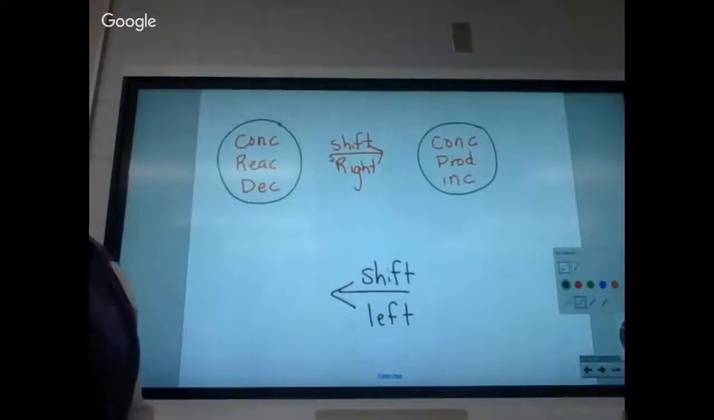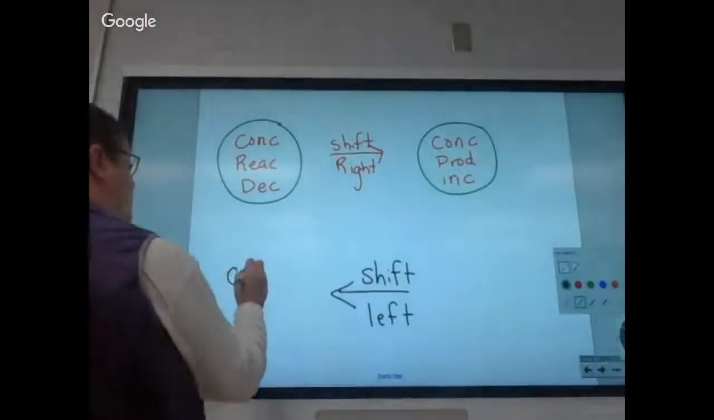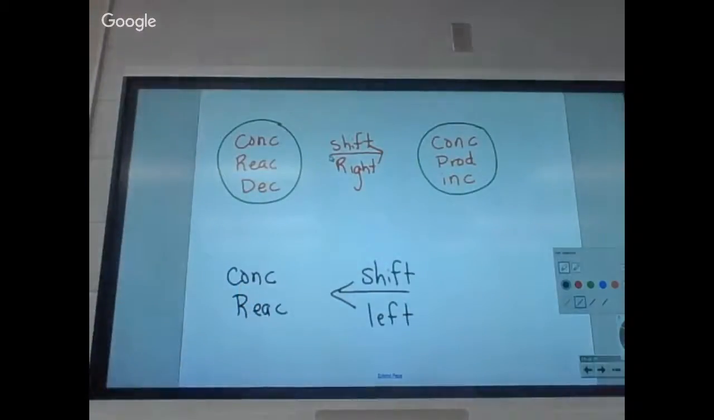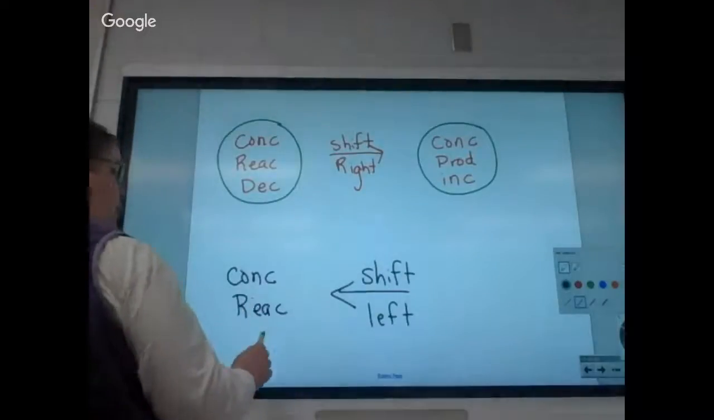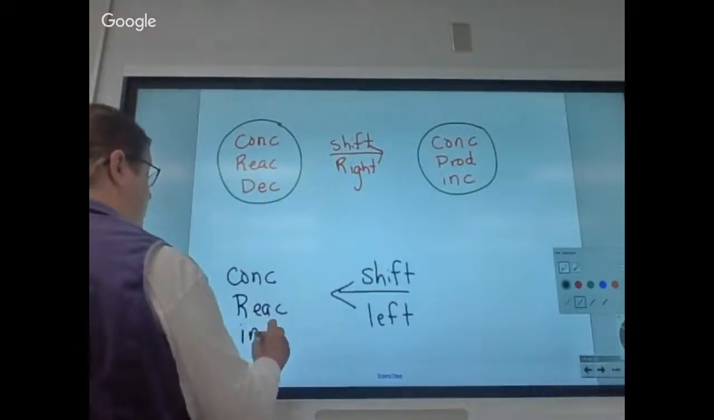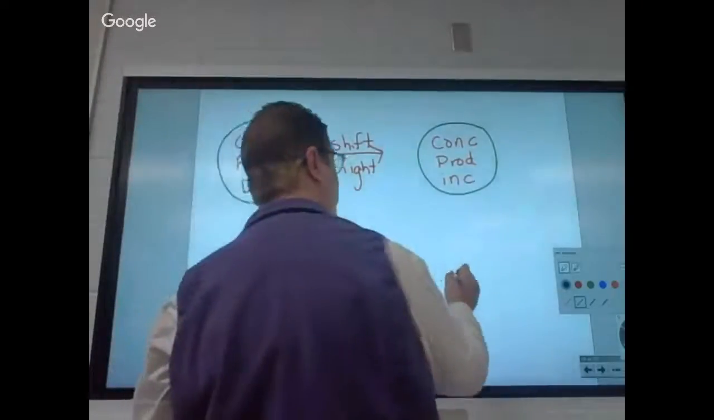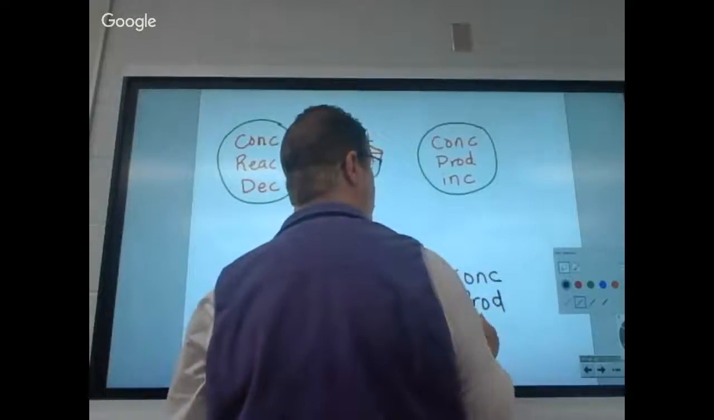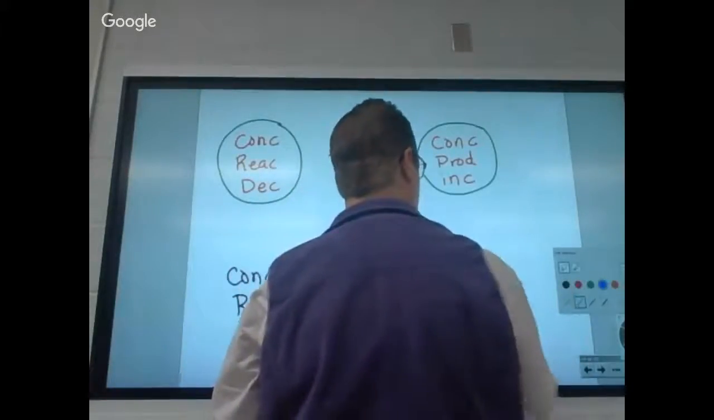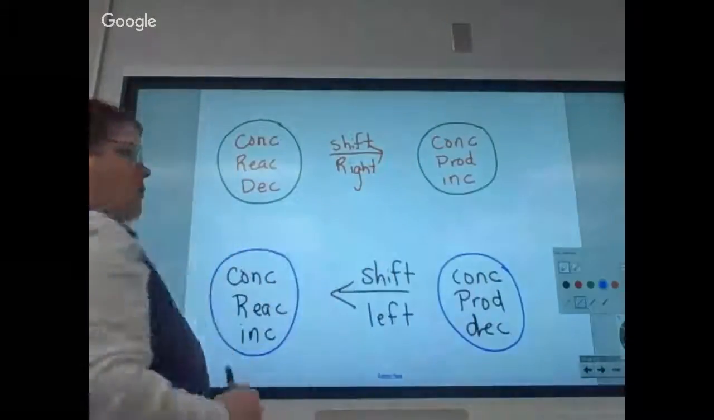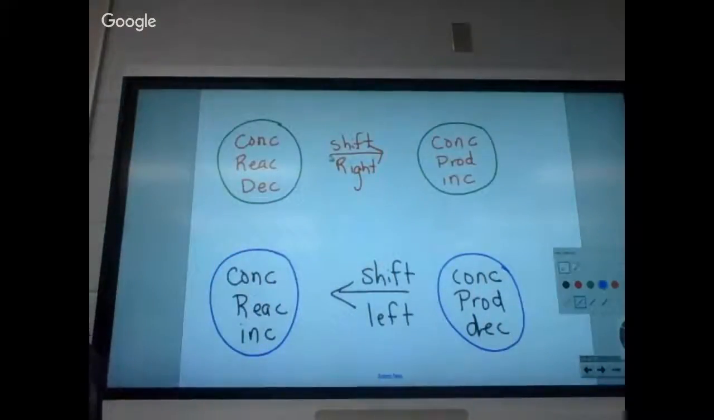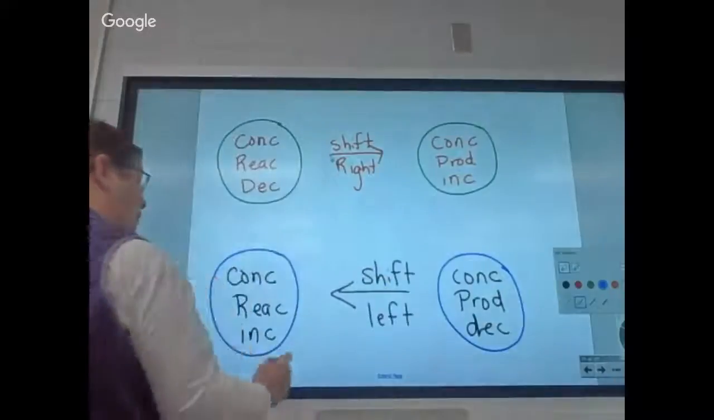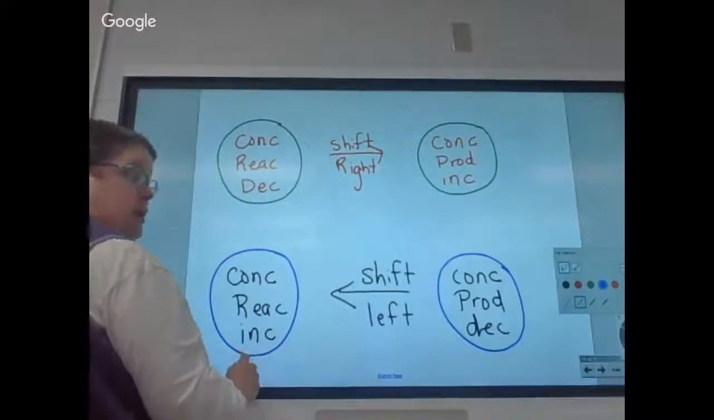If it shifts left, what's going to happen to the concentration of the reactants when it shifts to the left? Okay, will it increase or will it decrease? It will increase. What will happen to the concentration of the products when it shifts left? It will decrease. Okay? Anytime it shifts to the right, whatever's on the right increases. If it shifts left, whatever's on the left will increase.